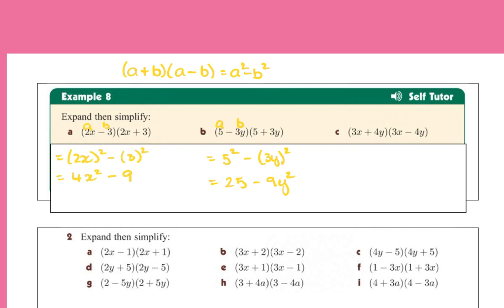And we'll do one more. 3x and 4y are our A and B. So 3x all squared, minus 4y squared. Good. Just don't forget the negative or the minus sign between your answers. Have a go at some of the questions underneath.